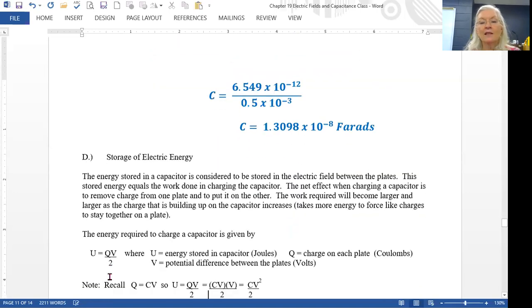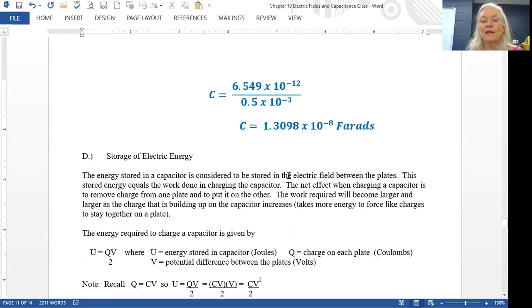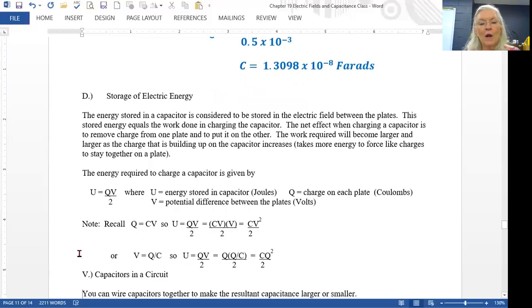Electric energy is considered to be stored in the electric field between the plates of your capacitor. This energy stored is the work done in charging up your capacitor. It's stored energy. And as you discharge your capacitor, it loses energy. So they have equations for this. We don't need to memorize them. I just wanted you to be aware of them.